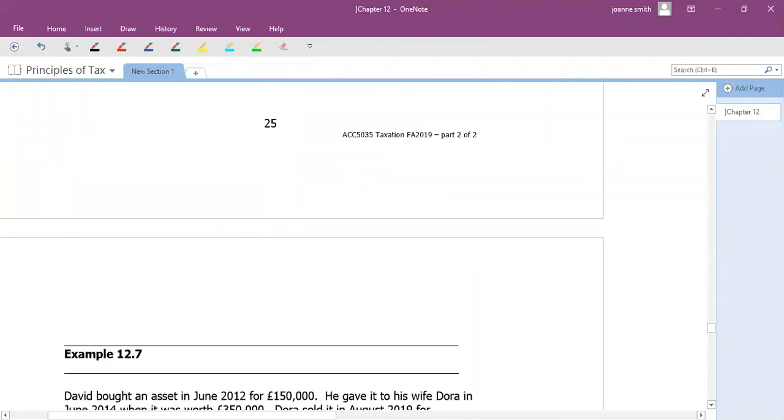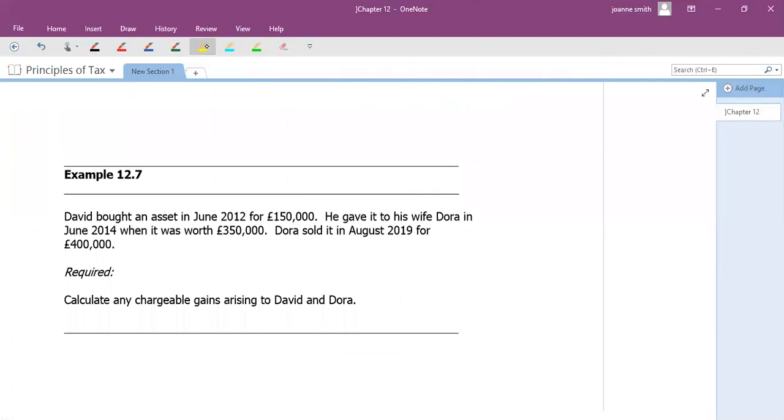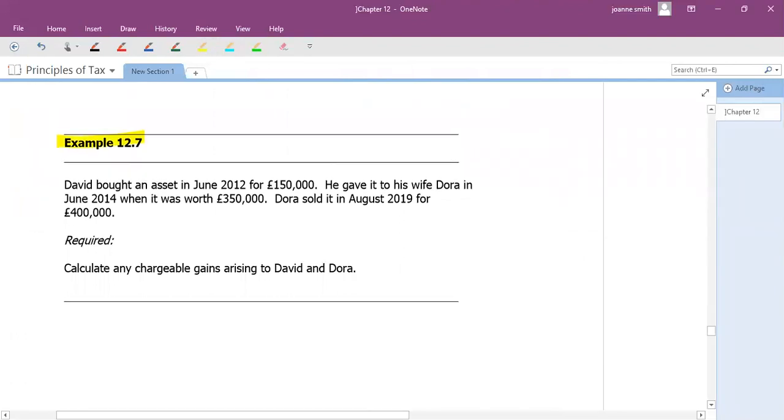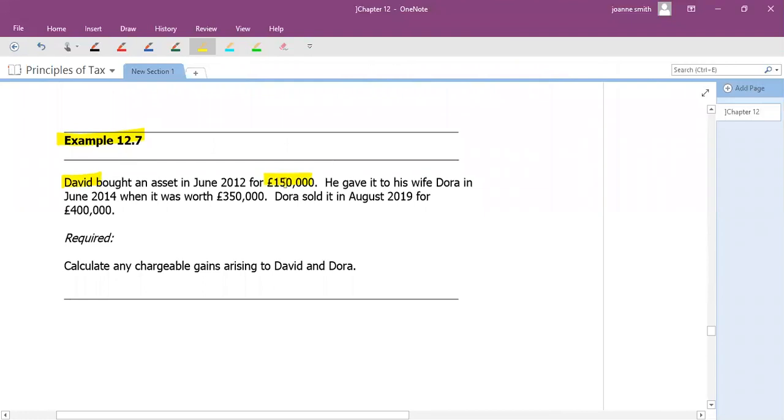So let's just do one more example, quite straightforward. And it's with David, who bought an asset for 150 and he transfers it to his wife. So we need to look at what's going to happen to David and Dora.